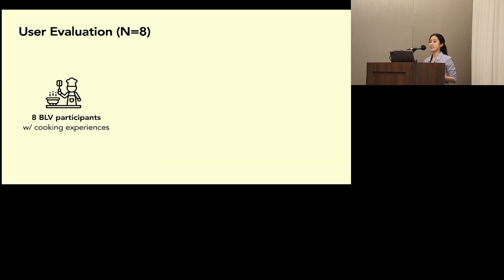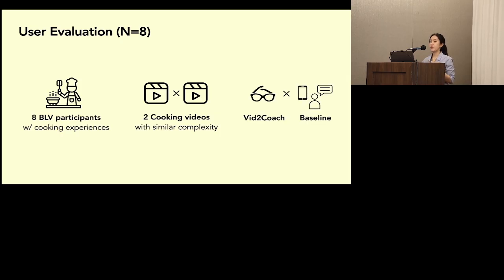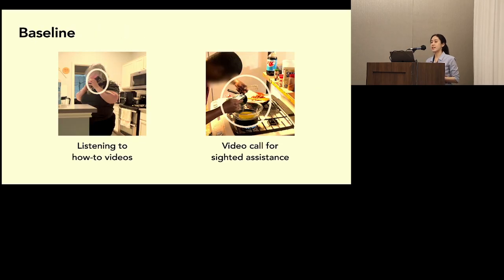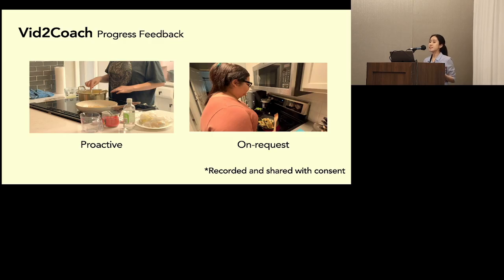We also conducted a user study with 8 blind participants with cooking experience, and they performed 2 cooking tasks, one with Vid2Coach and one with a baseline, and this was conducted in their own home kitchen setup. In the baseline, we let them use any existing approaches, and this is a pretty strong baseline. They listened to how-to videos to get instructions, or they called sighted volunteers to get assistance. And here are some examples of how people use Vid2Coach to get feedback, either proactively or by request.